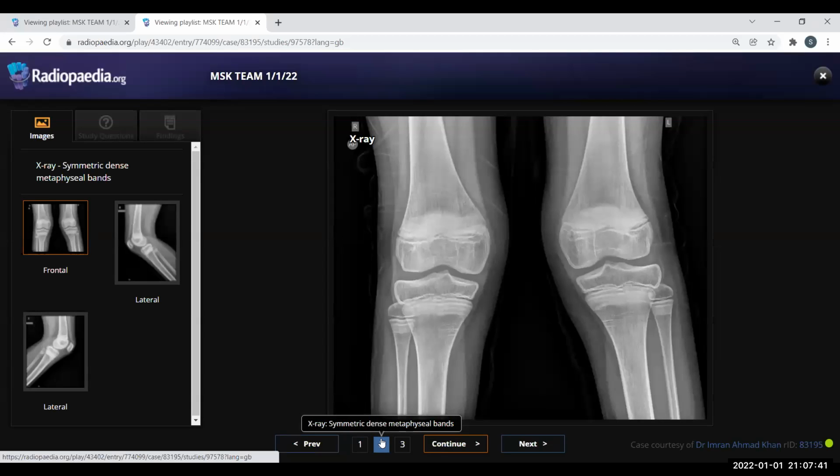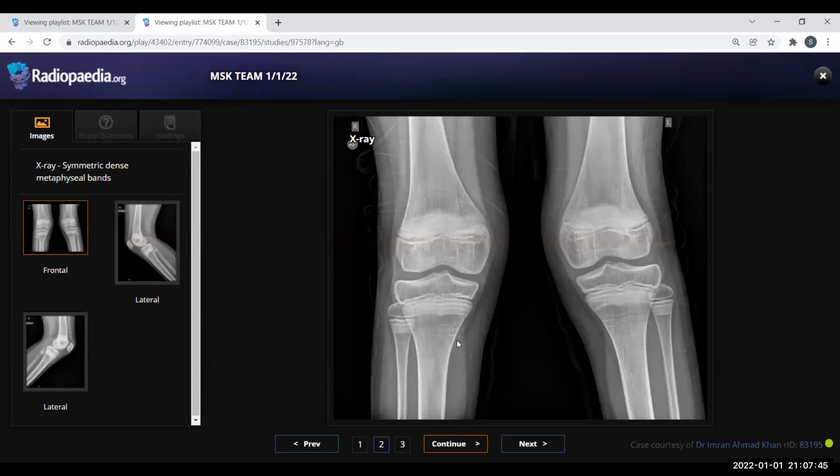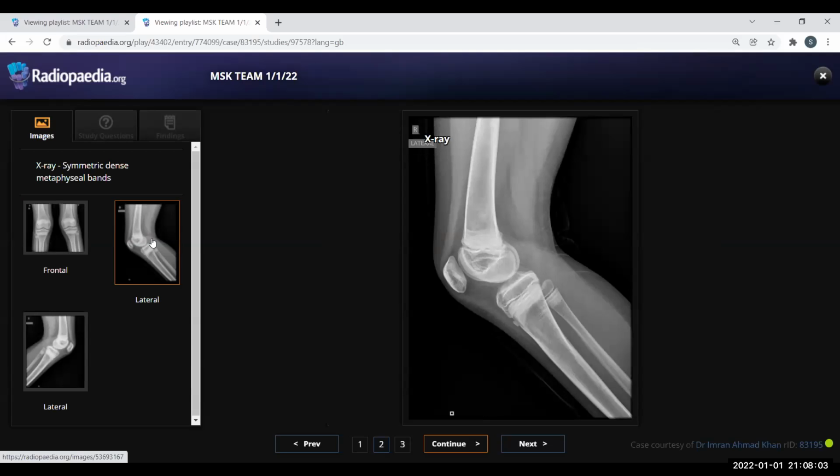Okay, I have been provided with an anterior posterior view of bilateral knees of an adolescent patient with skeletal maturity. In the first impression, I could appreciate dense metaphyseal bands. The transverse metaphyseal lines are evident on this view, and let's see the other orthogonal view. Similar findings, dense metaphyseal bands on the distal aspect of the femur and proximal tibia as well as fibula.